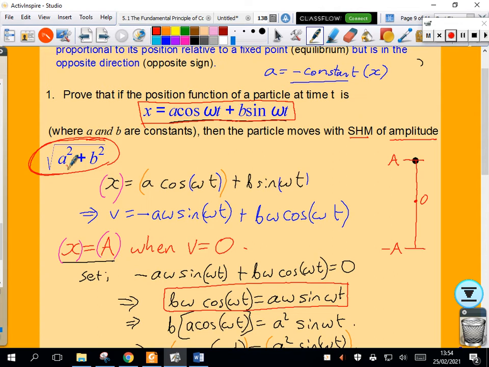Okay? A couple of other things to think about. What if you took the conjugate of that? What if you changed the sign? Would you be able to find an expression of the amplitude? I'll leave that up to you. But remember, it's going to move with simple harmonic motion with an amplitude of the square root of a squared plus b squared.